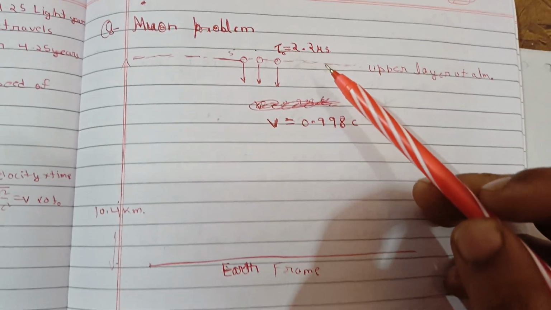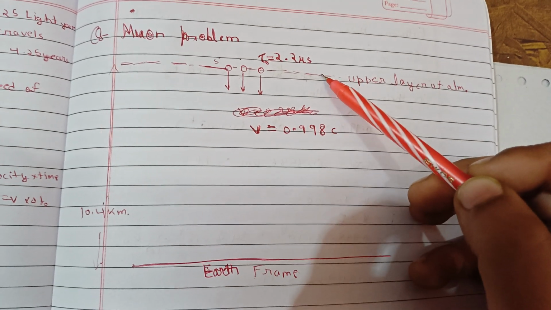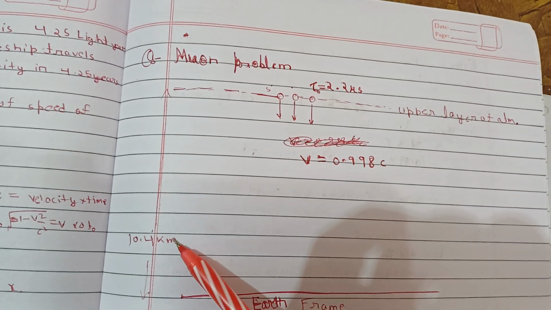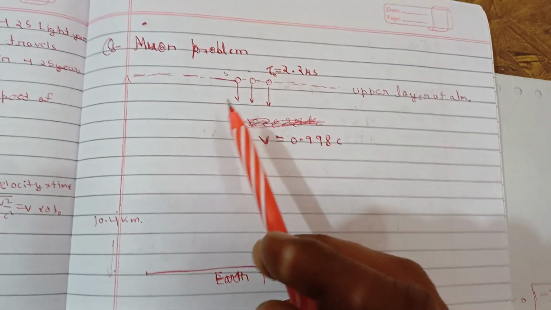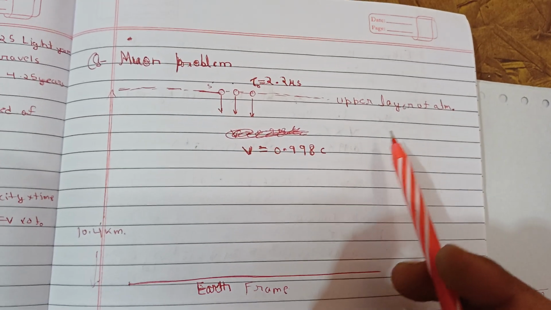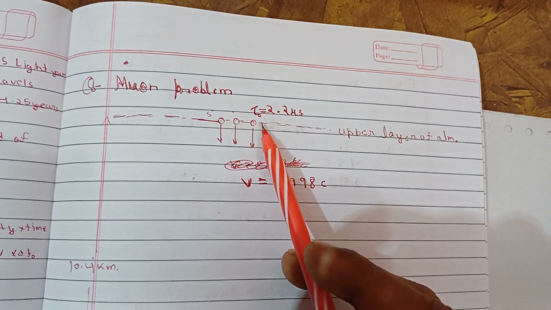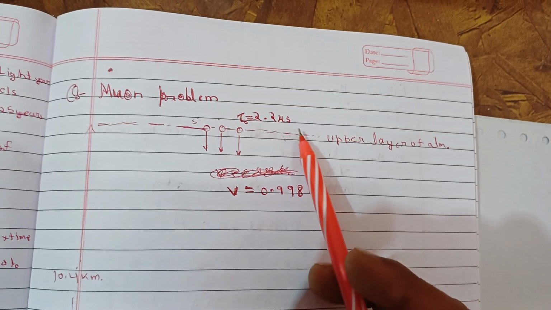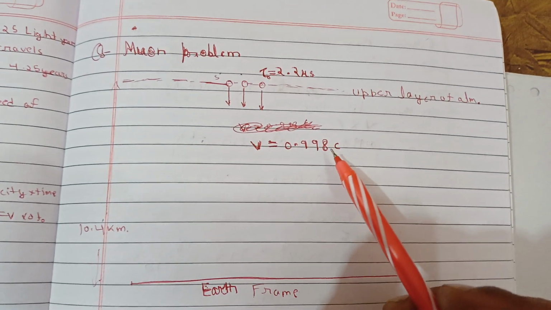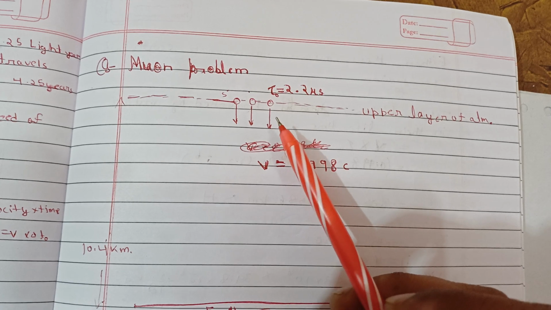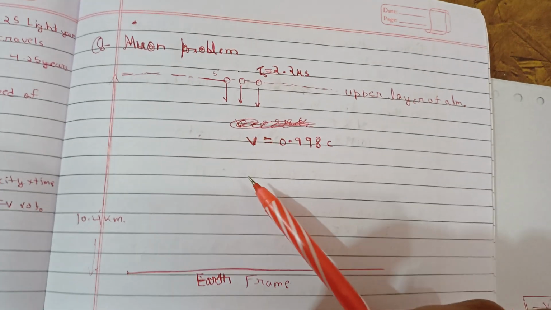We have muons, and this is the earth frame, and this shows the top layer of the atmosphere of earth, and the given distance is 10.4 kilometer. It is approximately the distance between the earth and the top layer of the atmosphere. The muons are dropping from this height, and their lifetime is 2.2 microseconds. They are moving with a speed v of 0.998 c. Now we have to find that if they are going down in this lifetime, are they going to hit the earth's surface or not?